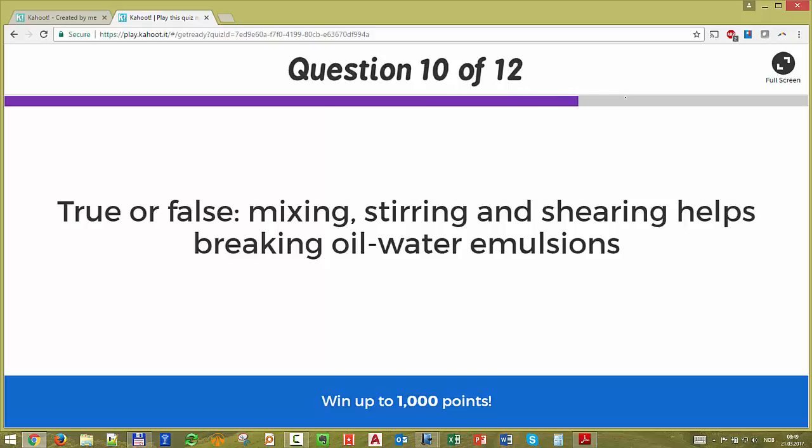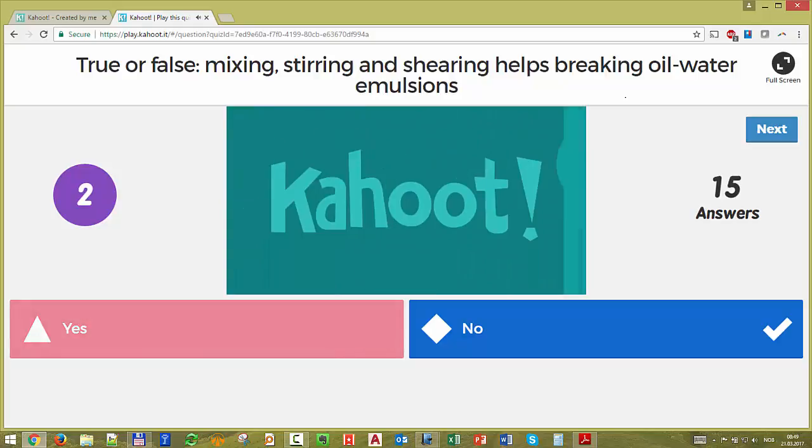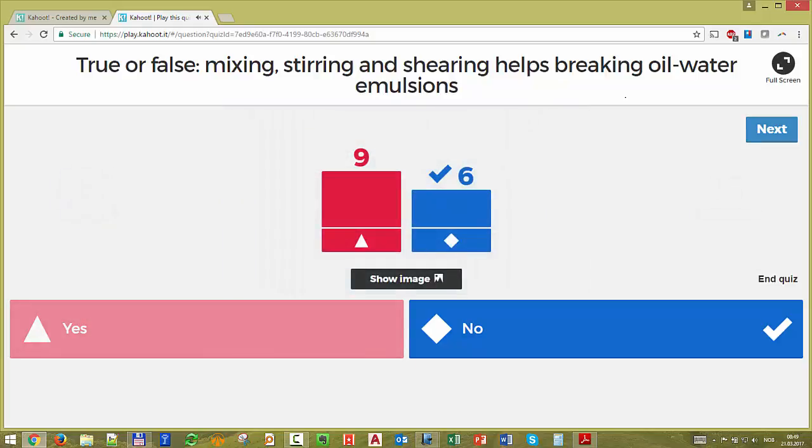Mixing, stirring, shearing, does it help? When we have vigorous mixing, flow through a choke, flow through the subsurface safety valve, or mixing of two streams from a well, that actually forms emulsion. It's the same effect. Remember the example of the blender, where you put oil and water in the blender and you end up with this mayonnaise substance. Mixing is an enemy of emulsion.